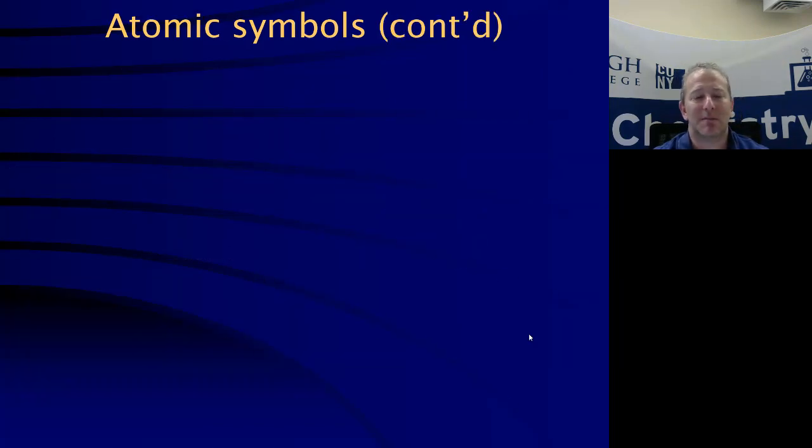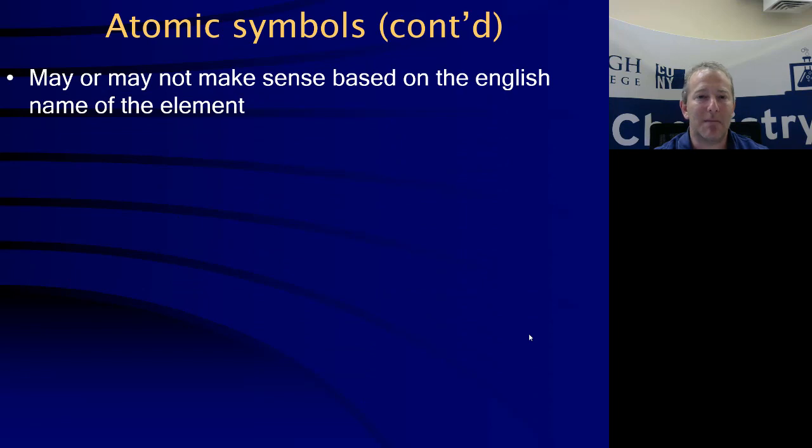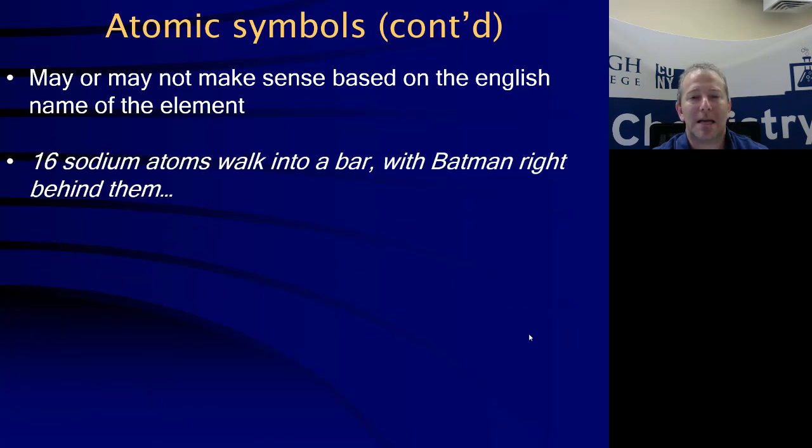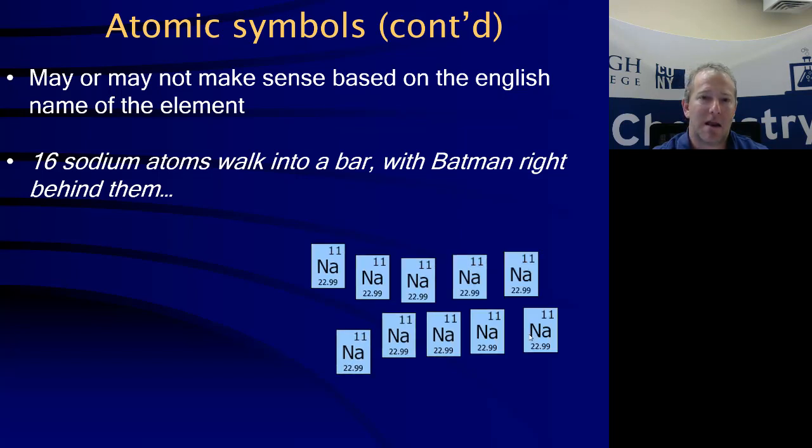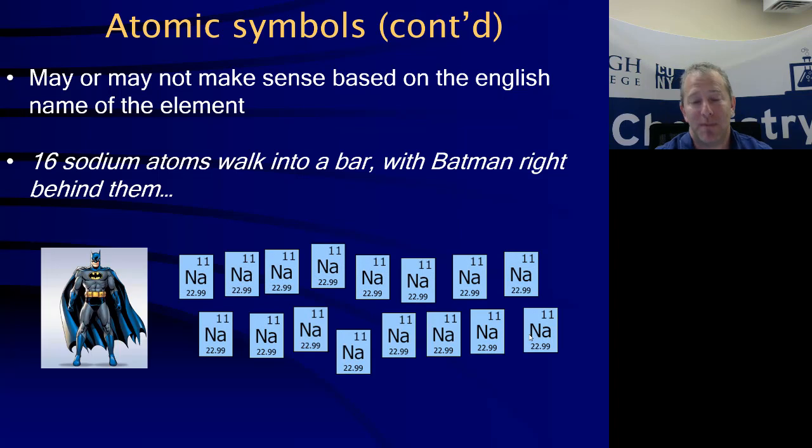Now, remember that atomic symbols, some may make sense, some may not make sense based on the English language. If you watched this joke in an earlier video, then you already know that when 16 sodium atoms walk into a bar with Batman right behind them, that joke makes total cheesy sense because you have Batman. Okay, sodium is Na from natrium.